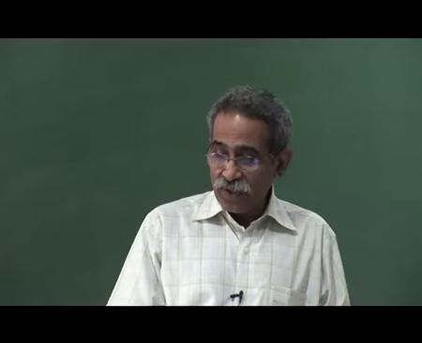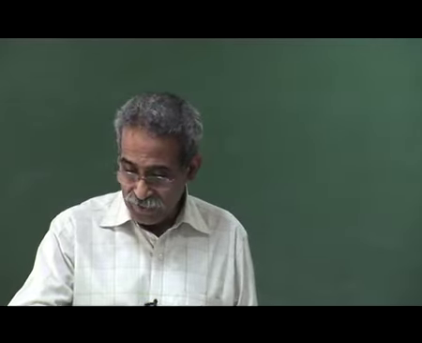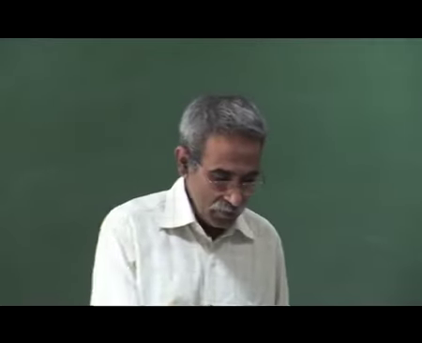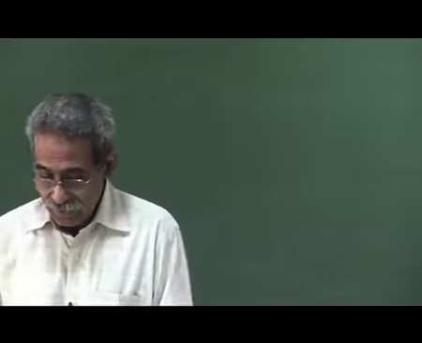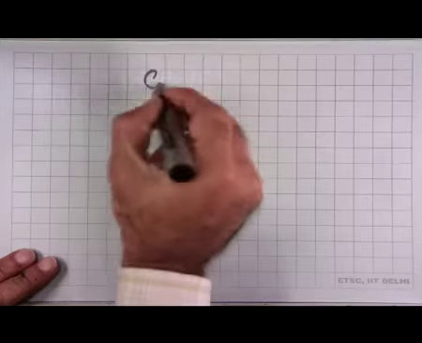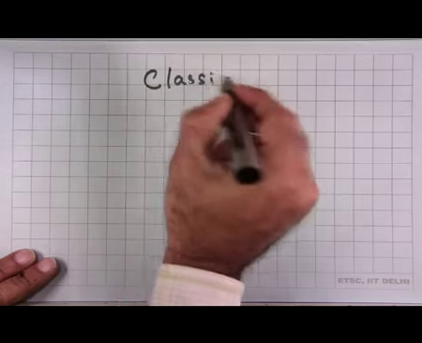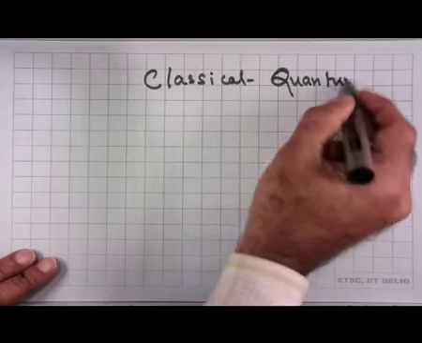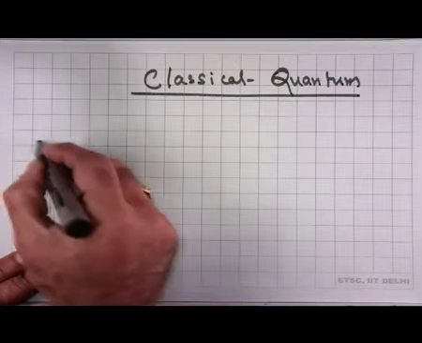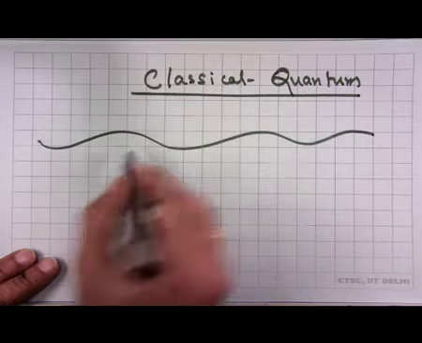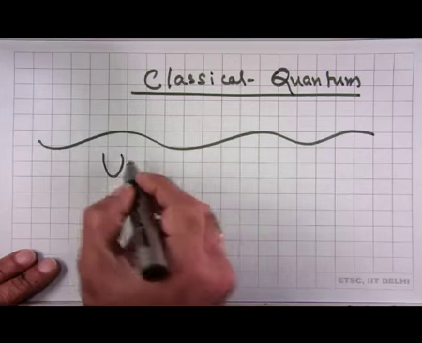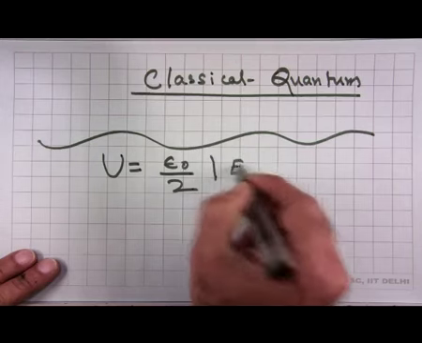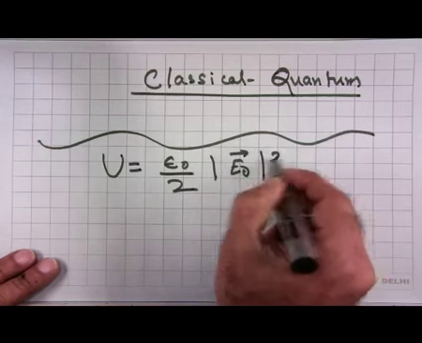So what are we saying? Classically speaking, there is a plane wave. Let me explain that. So we are looking at classical versus quantum. Classically, there is a plane wave. It is carrying energy, and u is given by epsilon naught by 2 E naught squared, the mean energy. This is classical.